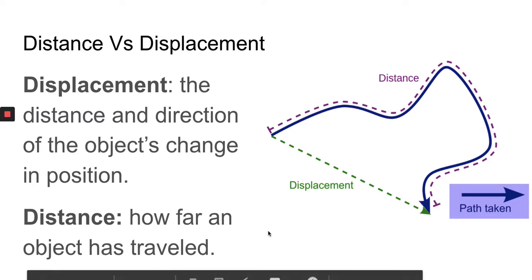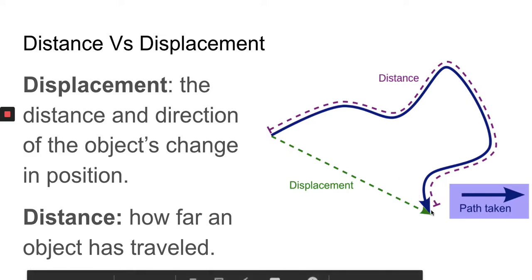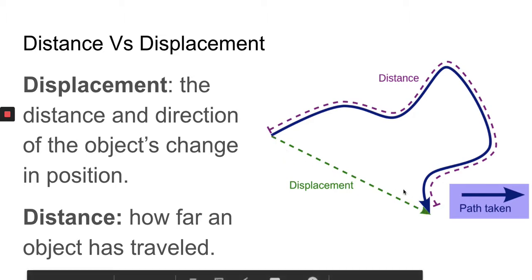So if I start here, I can go all over the place. I can travel twice as far, but my displacement is going from point A to point B. It doesn't matter what I did to get there. It's just my starting and my end place, that distance.